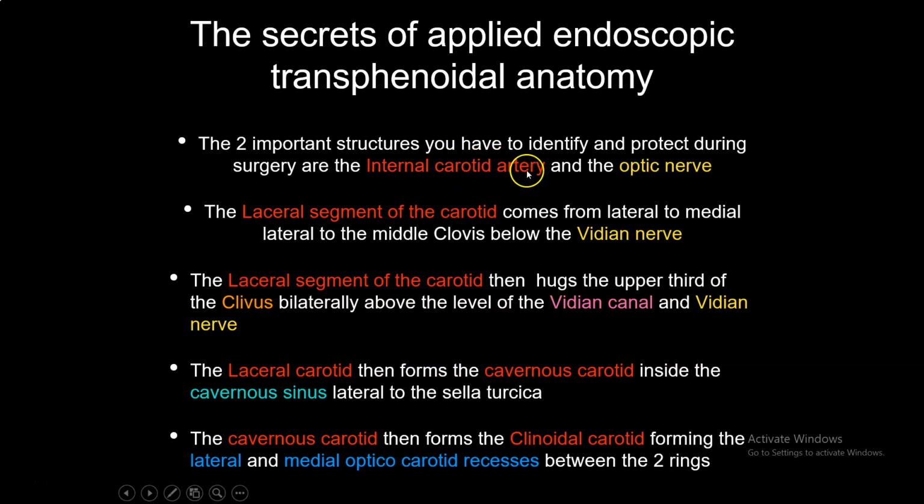We have to know the anatomy of 2 structures, internal carotid, optic nerve, and the lateral segment of the carotid comes from lateral to medial, lateral to the midclivus, below the Vidian canal. So it comes from lateral to medial, and the Vidian nerve. This is a very important nerve. We'll talk about it in detail now.